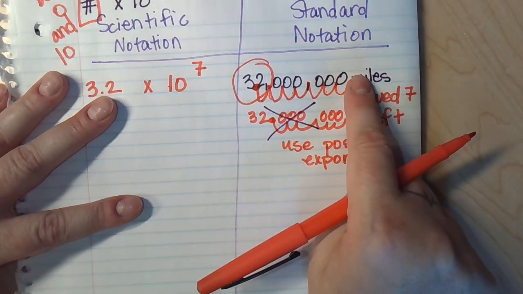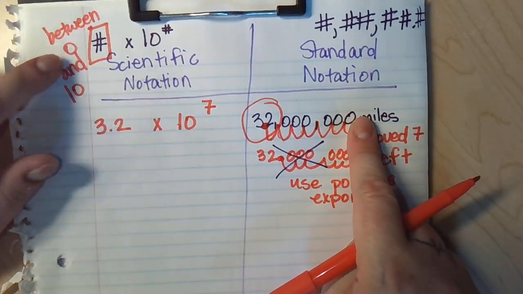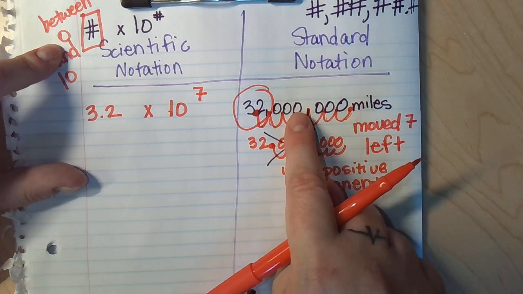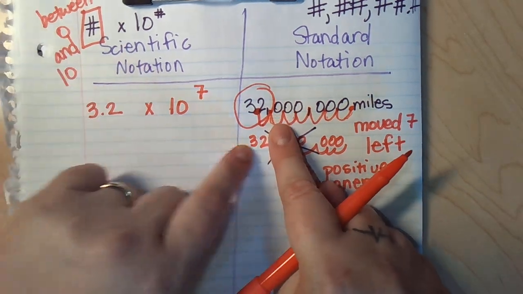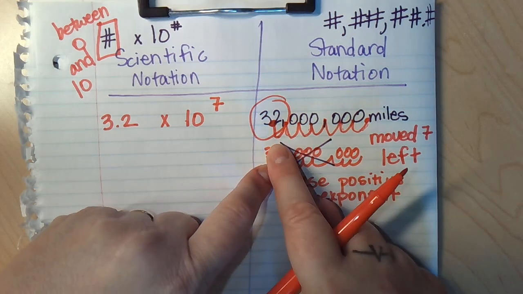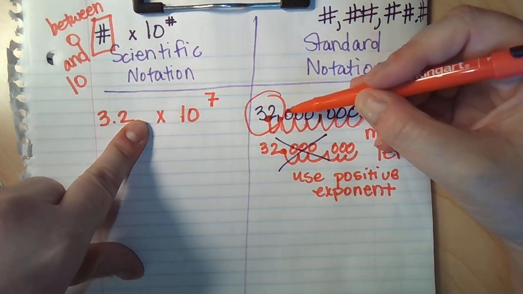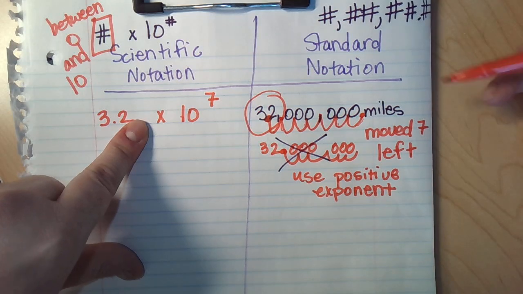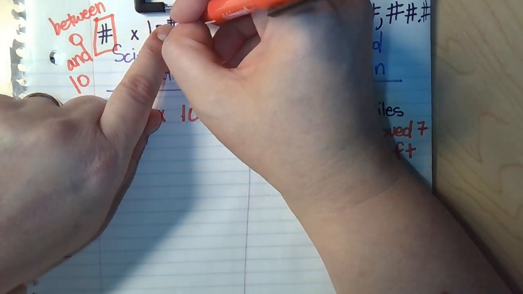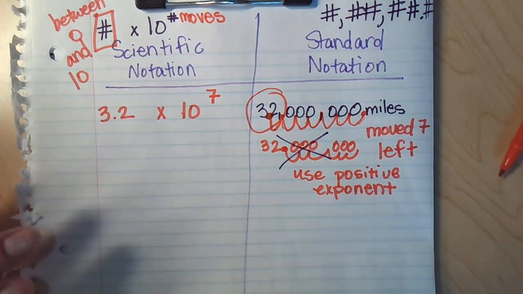So that 7 in the air happens because the decimal I had made a number bigger than 10. So I moved my decimal one at a time until I could get to 32. That's not in between 0 and 10. So I had to move once more. And I got 3.2. So I write 3.2. I don't write any of these zeros. Then I write times 10. And then that number at the top is how many times you move. Okay, let's do another one.